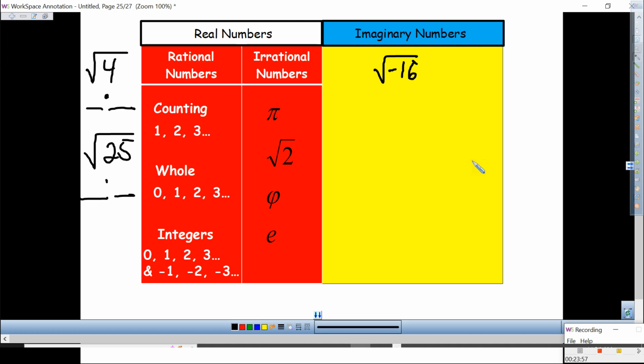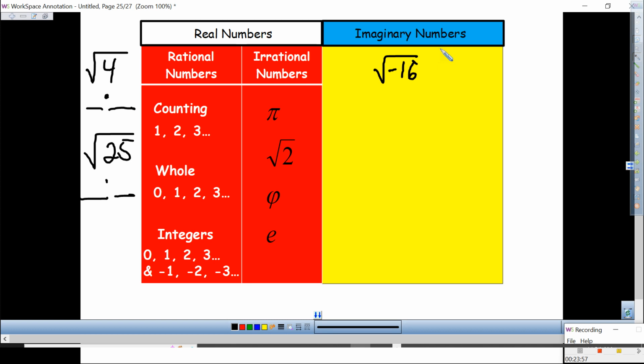All right. So, I heard good discussions, and I heard people say, there is none, dude. That is correct. There is no such number that times itself gives us a negative number. Therefore, we can't say that this is a real number. That's why it's known as an imaginary. But now we're going to transform it to write it as an imaginary.